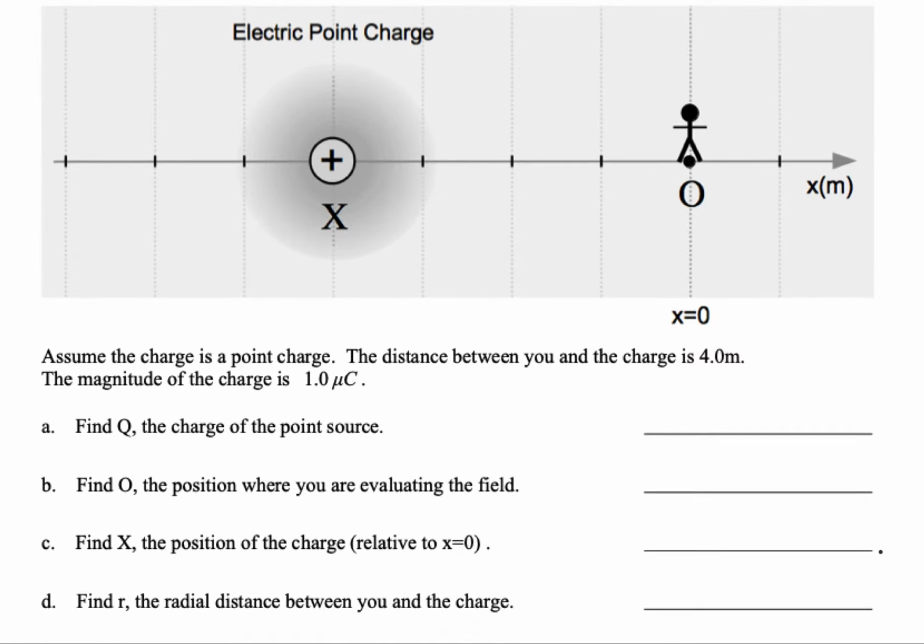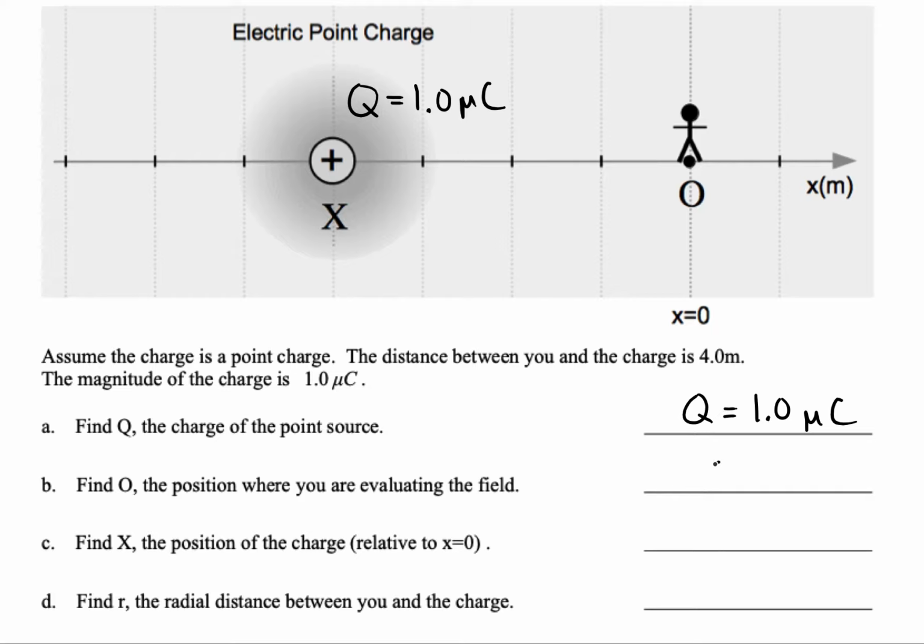All right, so first we're asked to find Q. Q is the variable that stands for the magnitude of charge. How many coulombs is this charge? And I'll write that here as well. Q is the source charge that's exerting the electric field here. O is the origin. It's going to be the position at which we're evaluating the field. That's right here.